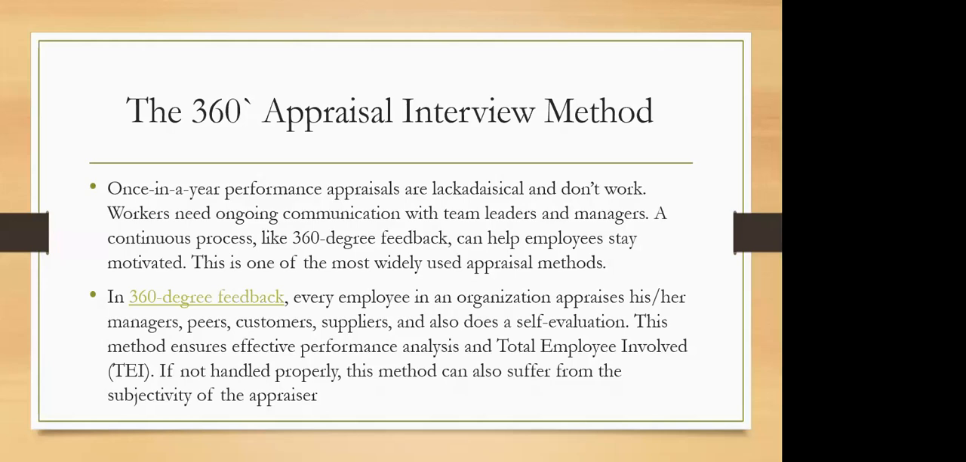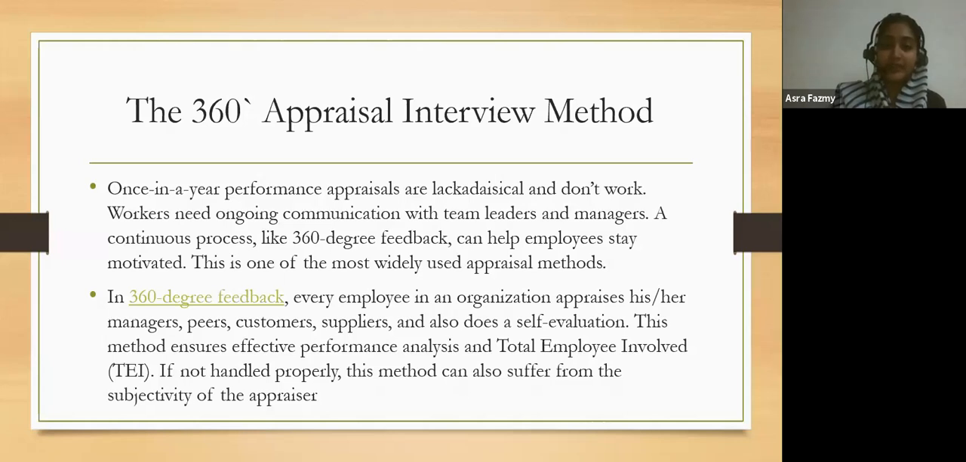Right. In 360-degree feedback, every employee in an organization appraises his or her managers, peers, customers, suppliers, and also does a self-evaluation. So when it comes to this 360-degree, how many people evaluate? Yourself, your manager, peers, customers, and suppliers. This method ensures effective performance analysis and total employee involvement.